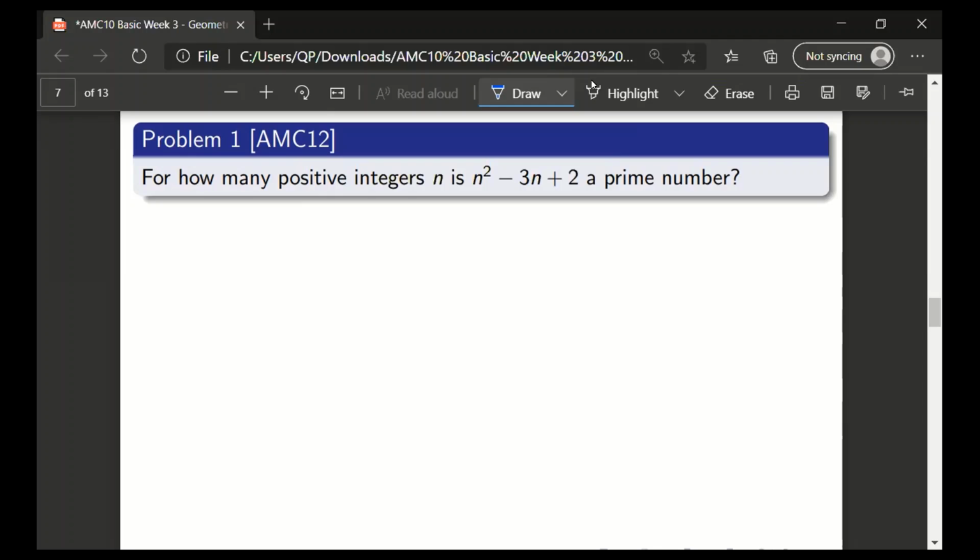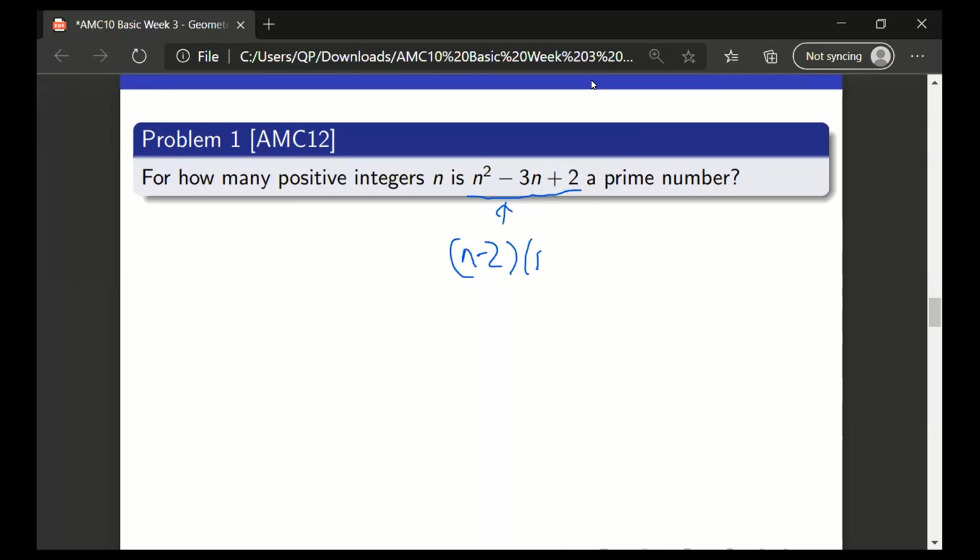Alright, so I'll start going over this problem. We want to find for how many positive integers n this is prime. When we see this, we should almost immediately realize that it factors as (n minus 2) times (n minus 1).